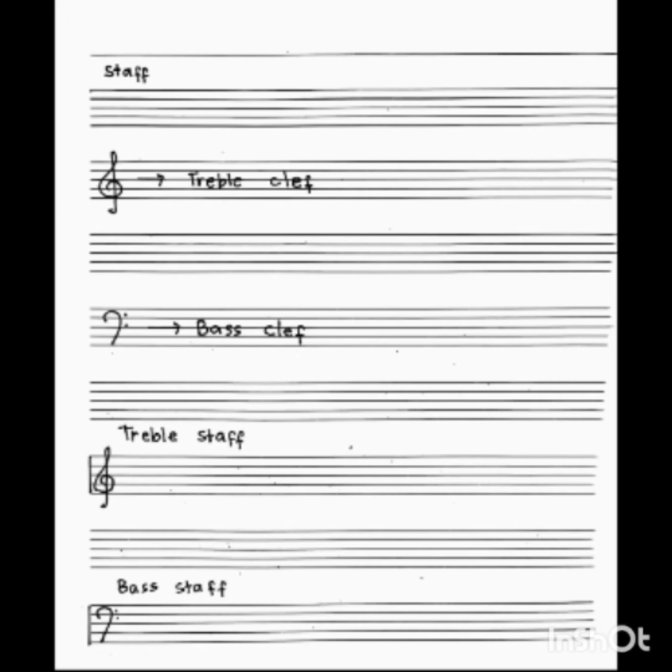Now the next one is called a treble clef. It's the symbol which is on top of the staff, and it is where the right hand notes are written. So when you see the treble staff, the notes that are on that staff are for the right hand. Can you show me your right hand?